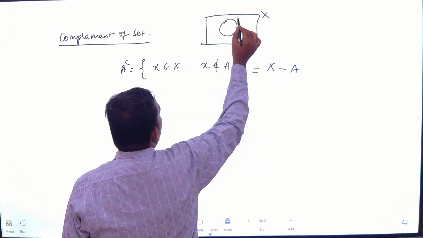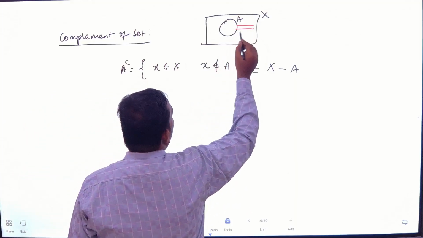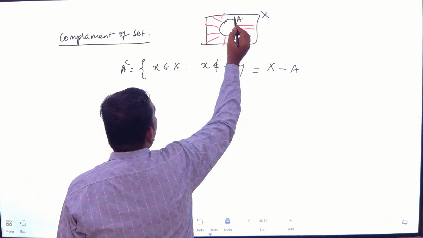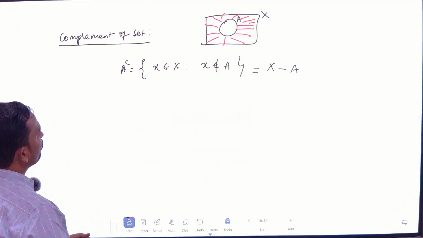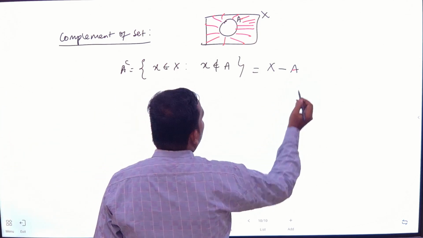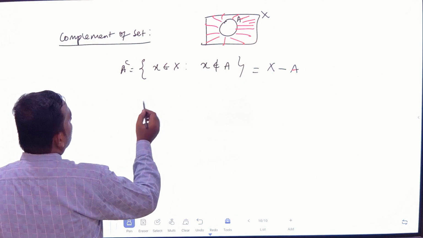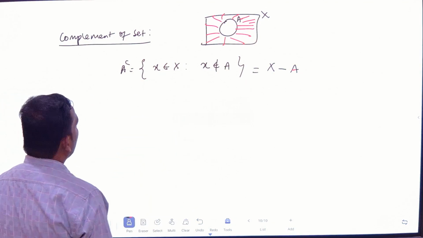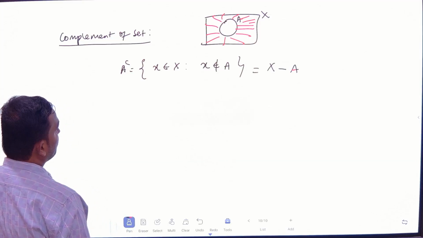This is A, right? So A complement means what? You have to remove A, that is, remove these portions. X minus A. Clear? I hope everyone understood. X minus A. Fine. The same way, we can also write the B complement.